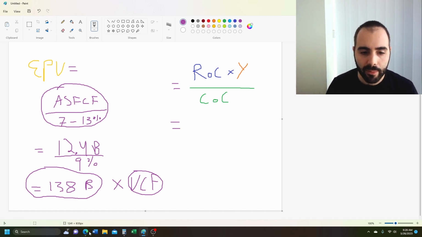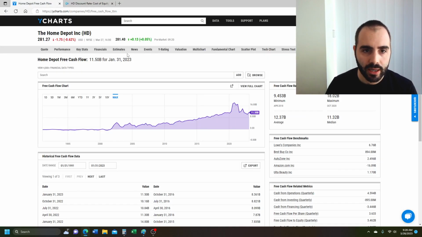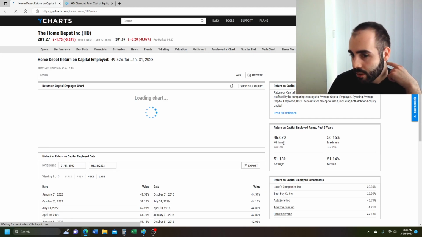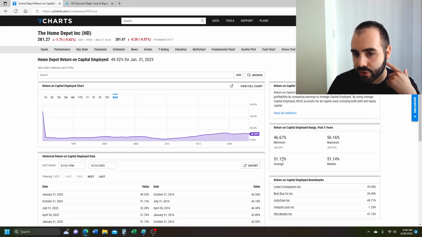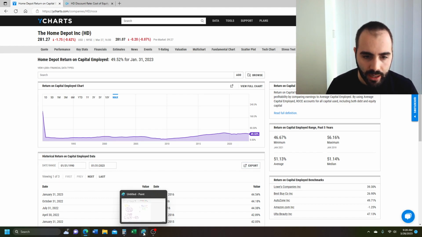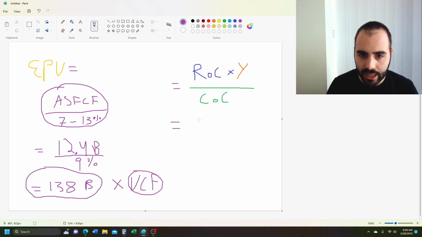Our return on capital for Home Depot, if we look here in terms of its return on capital employed, on average over the last 5 years is about 51%, okay? So let's just use 50%, okay? So let's go back to paint here. Let's say it's 50%. I'll use the same color, that way we can see very easily. 50% is the return on capital.